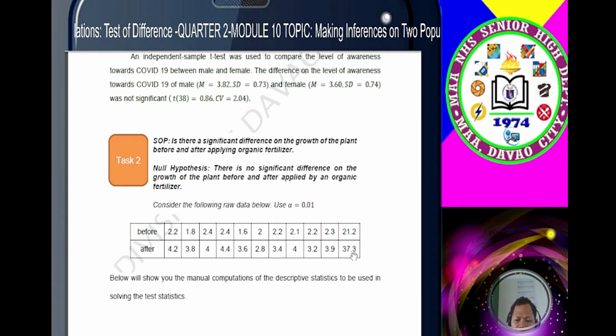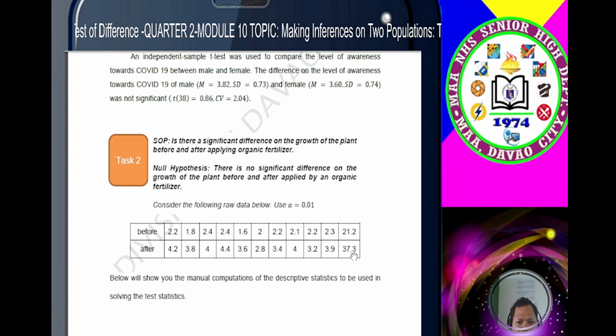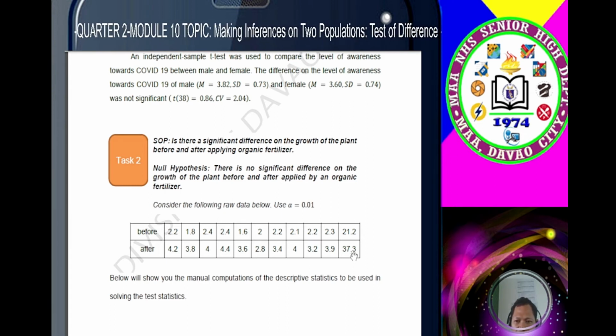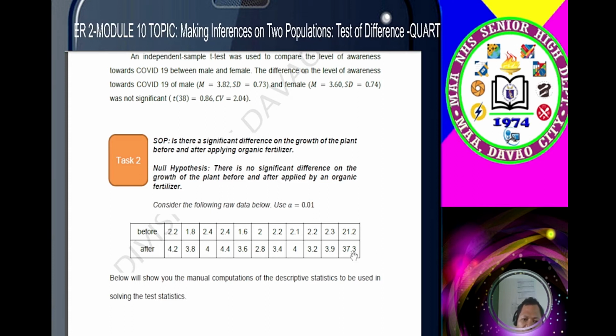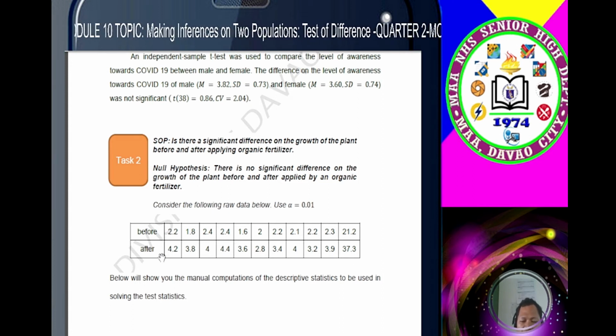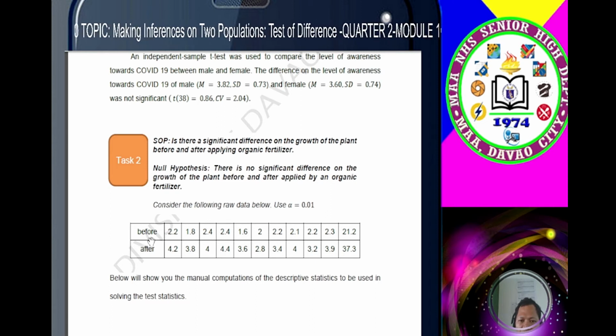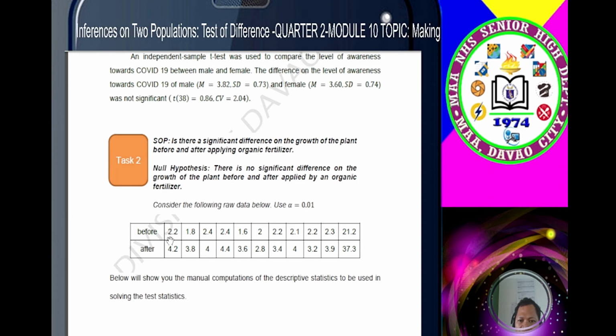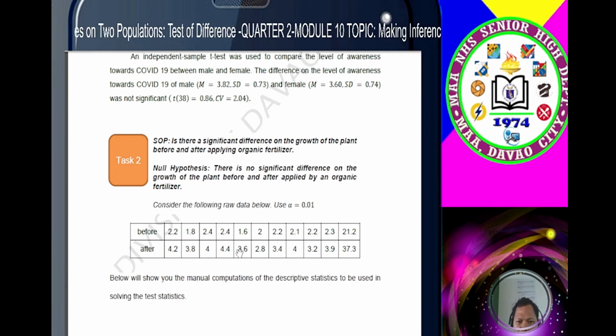So we have the data here. Our alpha here is 0.01. Here is our data before and after. You can again type this in Excel. You put before and after, then save it in CSV.